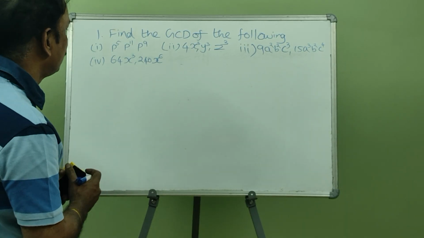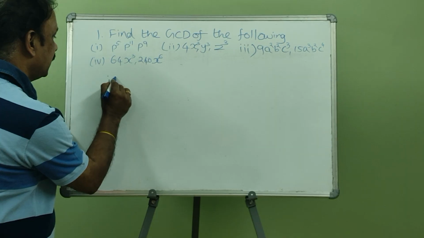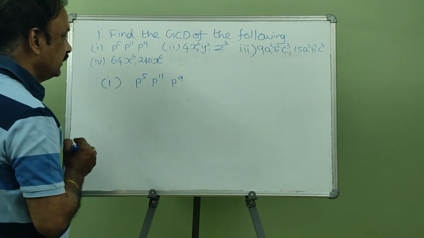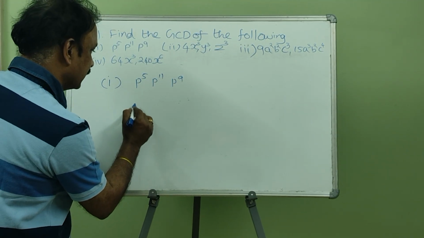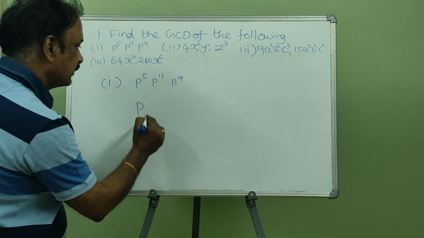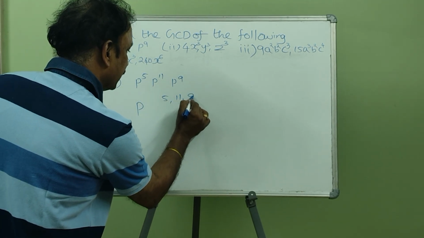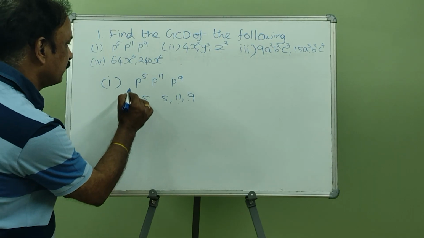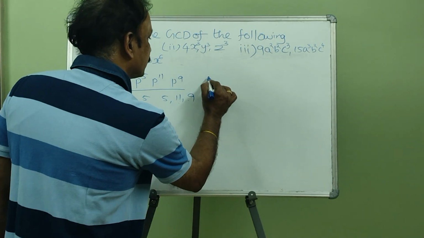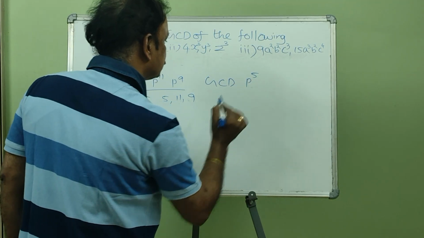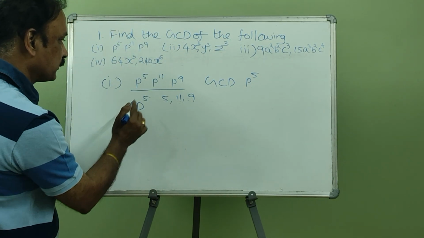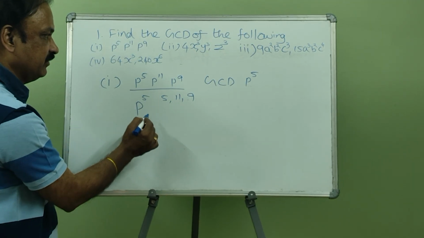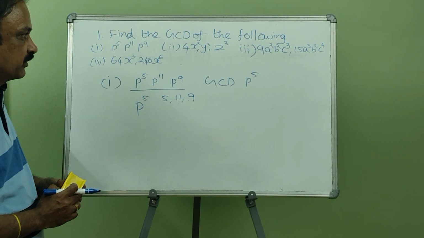Let's find the GCD of the following polynomials. Let's attack the first one, P5, P11, P9. As you can see, the common factor in all of these is P. If you take the powers of P, they are 5, 11 and 9. The lowest power of all these is P to the power 5. So the GCD of P5, P11, P9 will be P power 5. So we have to take the common term, which is P, and then the lowest power of all these three, 5, 11, 9, which is 5, and the GCD is P to the power 5.